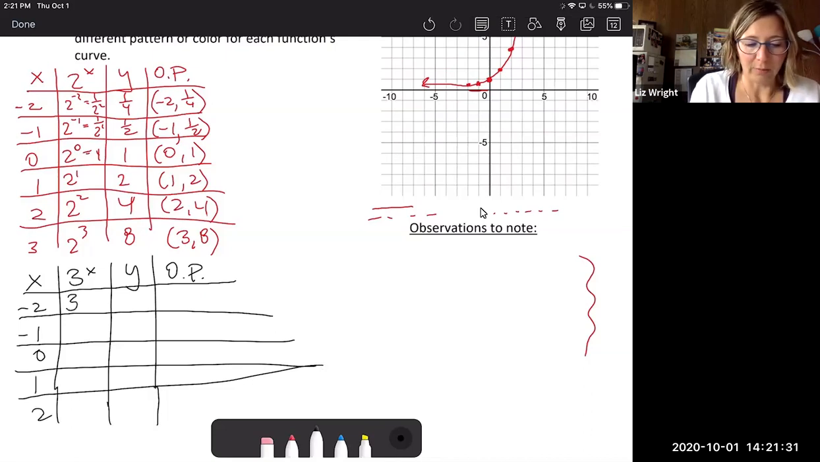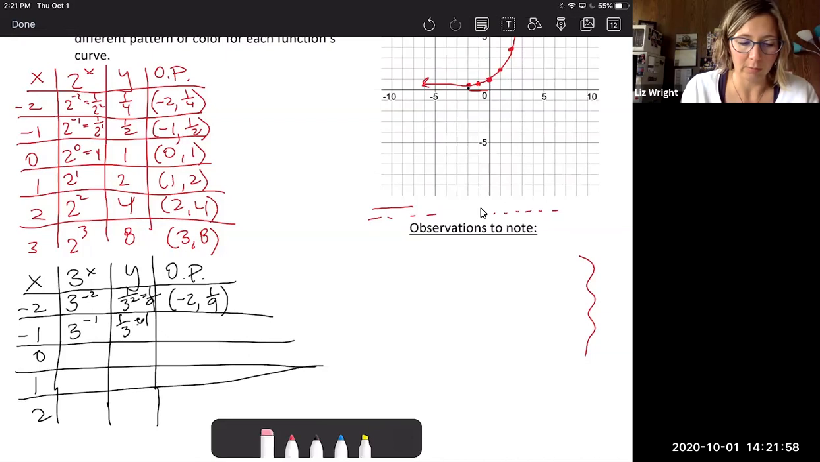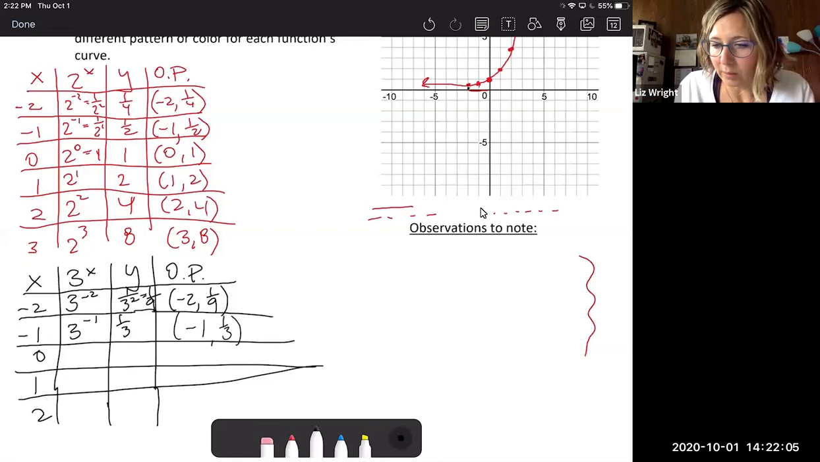And so this one, we've got 3 to the -2nd. That's going to be 1 over 3 squared, which is going to give us 1/9. And so then we're going to have -2, 1/9. So that one's going to go just under my other one that I'd put on there. And then I'm going to have 3 to the -1st, which is going to be 1 over 3 to the 1st, which is 1/3. And then we're going to have -1, 1/3.